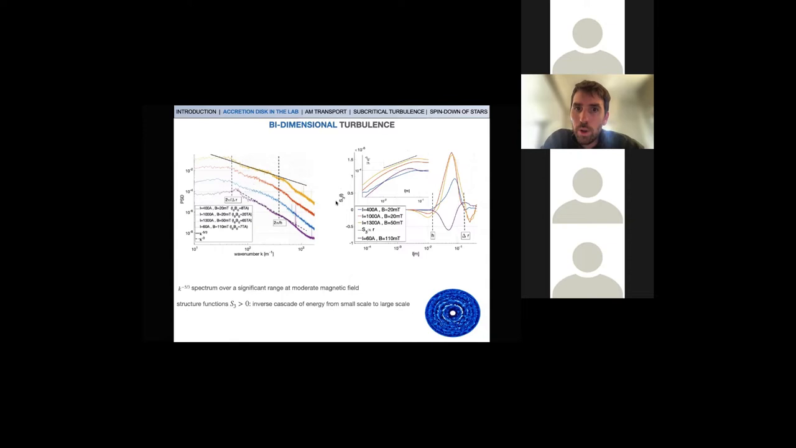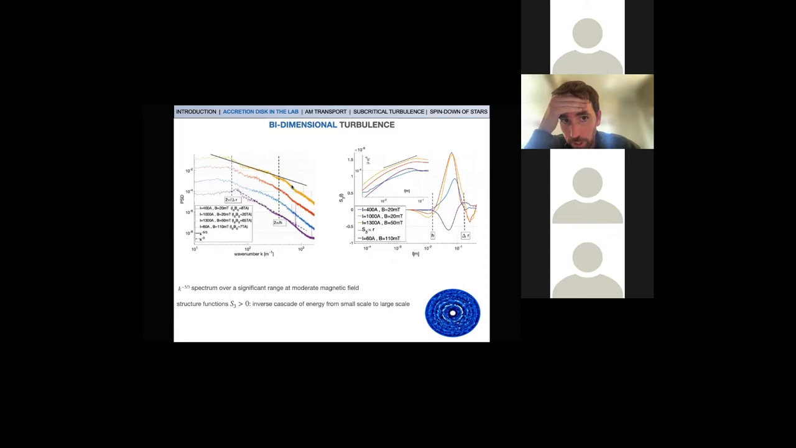And when you compute the third order structure function, you can see that the third order structure function is positive, which indicates that there is an inverse cascade of energy from the small scale of the experiment, which is the height of the disk, to the large scale of the experiment, which is basically the horizontal gap between the two cylinders. So it's not any type of turbulence. We have here bidimensional turbulence with an inverse cascade of energy.